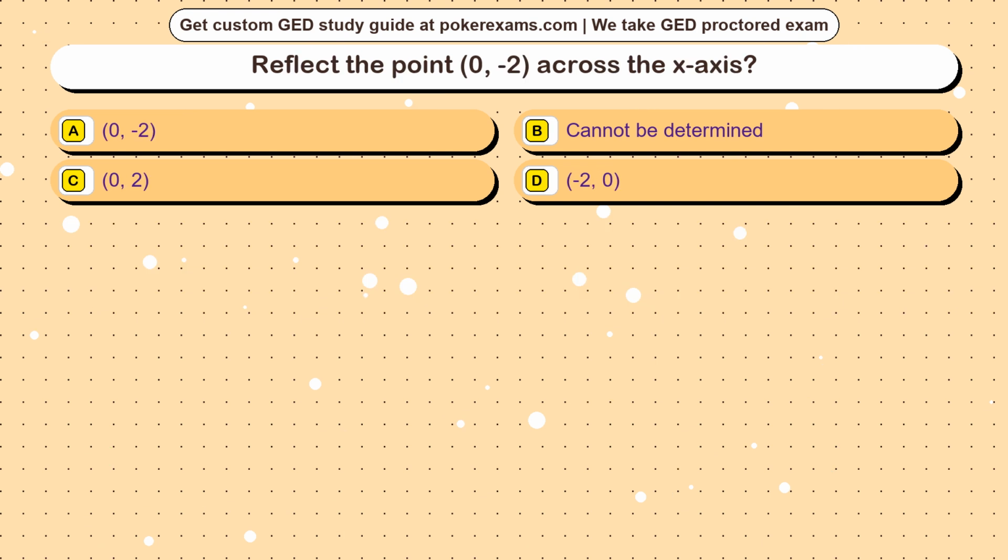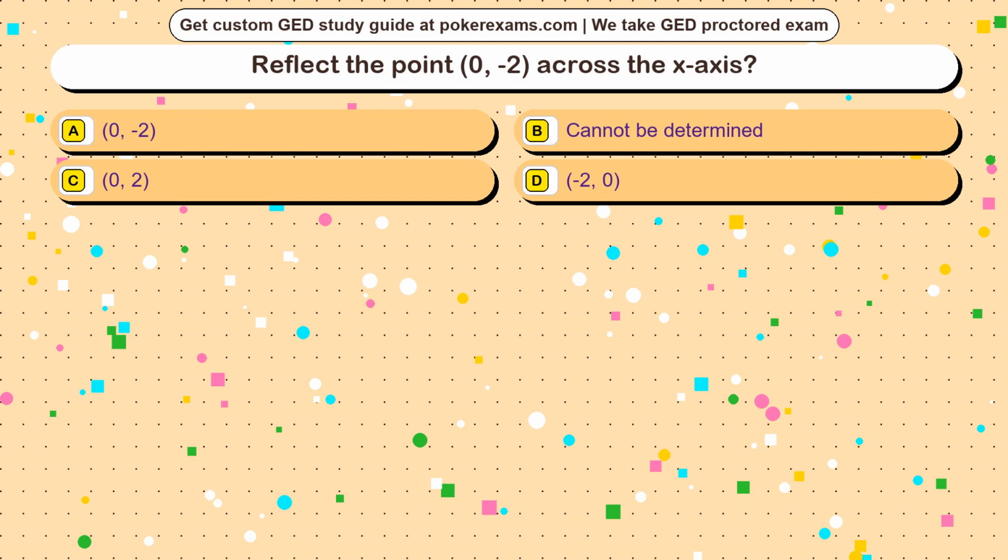Question 25. Reflect the point (0, minus 2) across the x-axis. Option A, (0, minus 2). Option B, cannot be determined. Option C, (0, 2). Option D, (minus 2, 0).